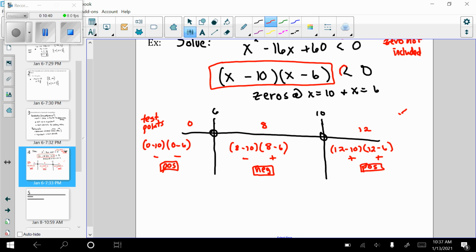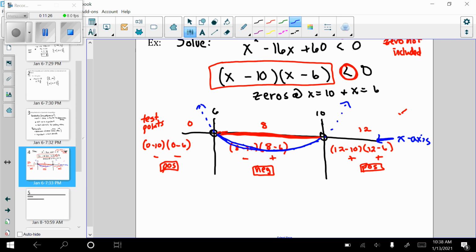So since I'm looking for values that are less than 0, I am looking for all of these numbers between 6 and 10. And for a quadratic, if you think back to when you did your graphing, this quadratic would have 2 zeros at 6 and 10, and it would open up because the coefficient of x squared is positive. So this quadratic would actually look like this. Think about this line being the x-axis. So it makes sense that the quadratic is negative, or less than 0, between the values of 6 and 10.